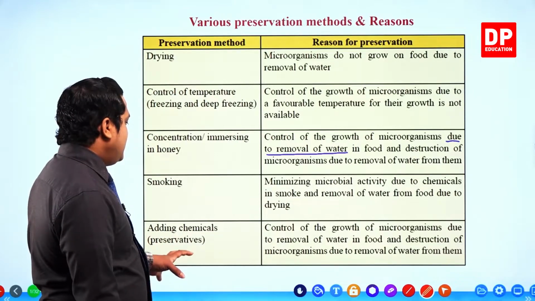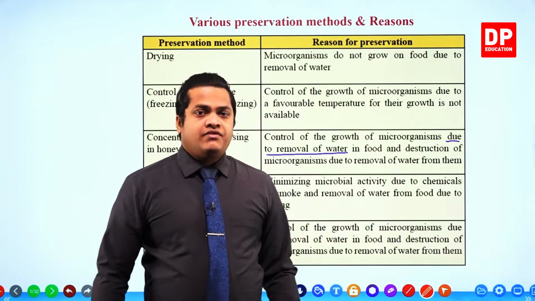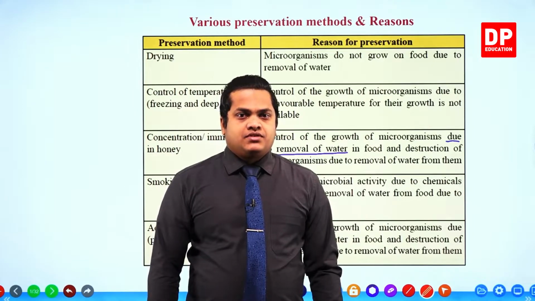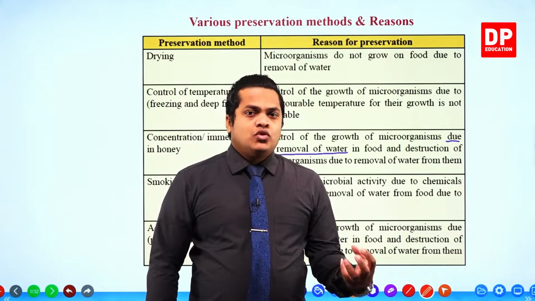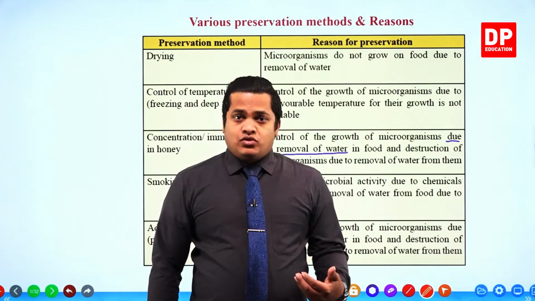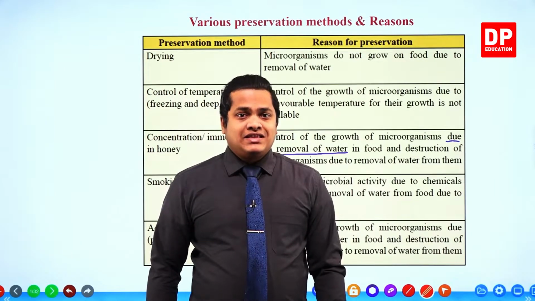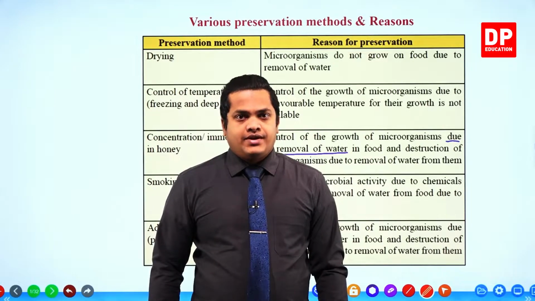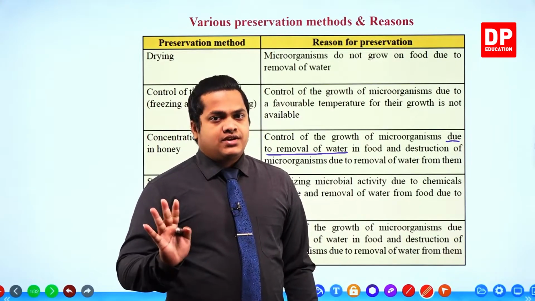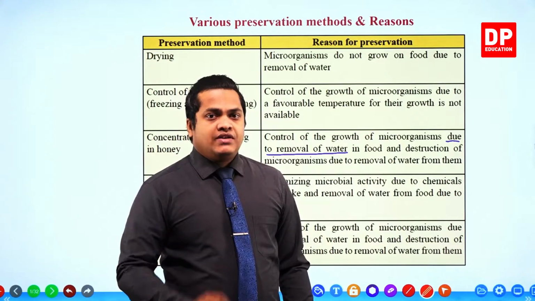Adding chemicals, especially preservatives. You know that chemical substances are very hazardous to living organisms. There are several chemical items which are very dangerous to microorganisms, right? Not only to microorganisms, but to us also. If you consume those things in higher concentration, they will be lethal even to us, right? So my dear children, certain chemical types are hazardous to living organisms.